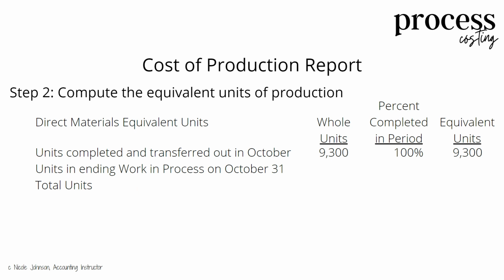In the units in ending work in process on October 31st, we had 6,100 whole units. 100% of the direct materials costs were added and completed in the period, so our equivalent units are 6,100. Total units and equivalent units are both 15,400.